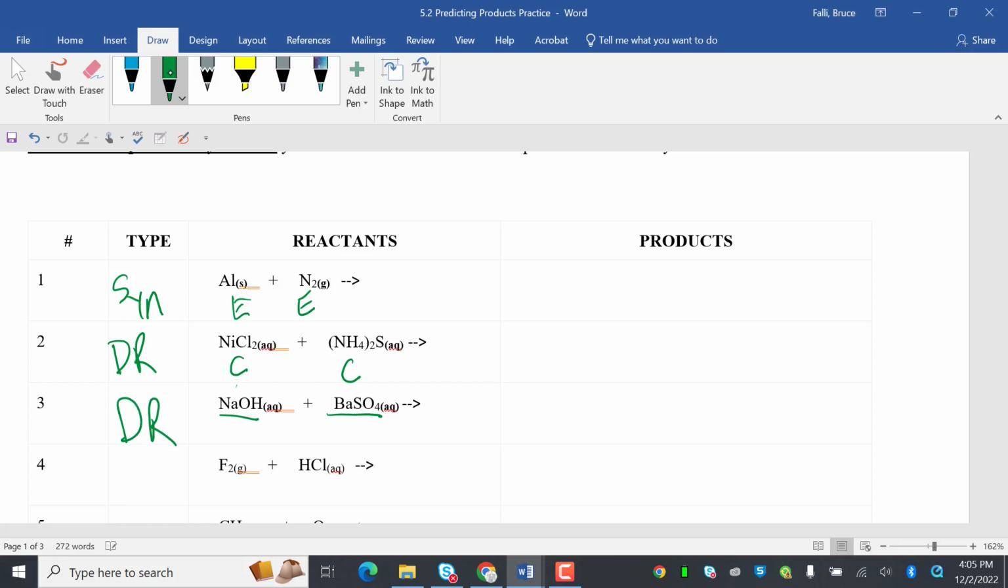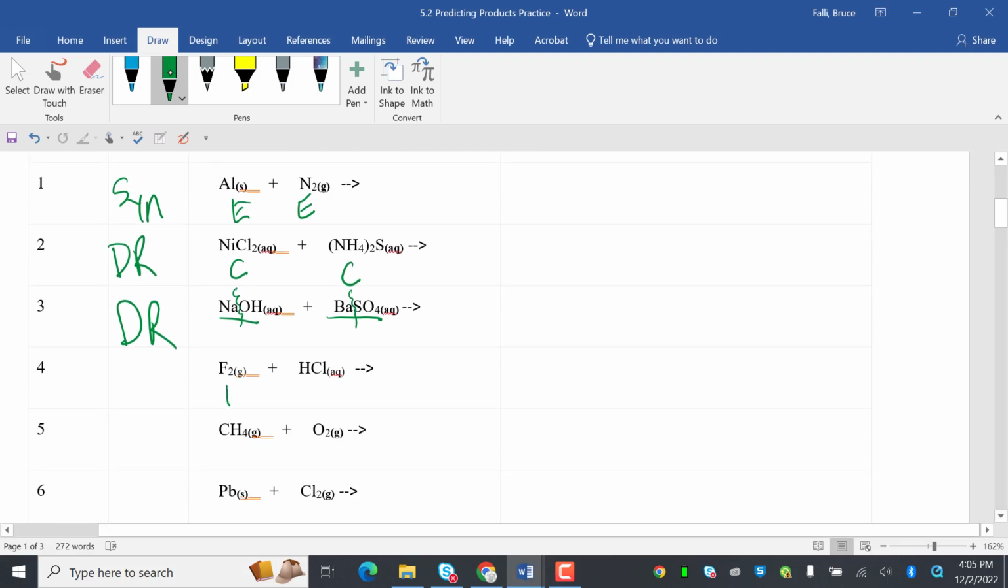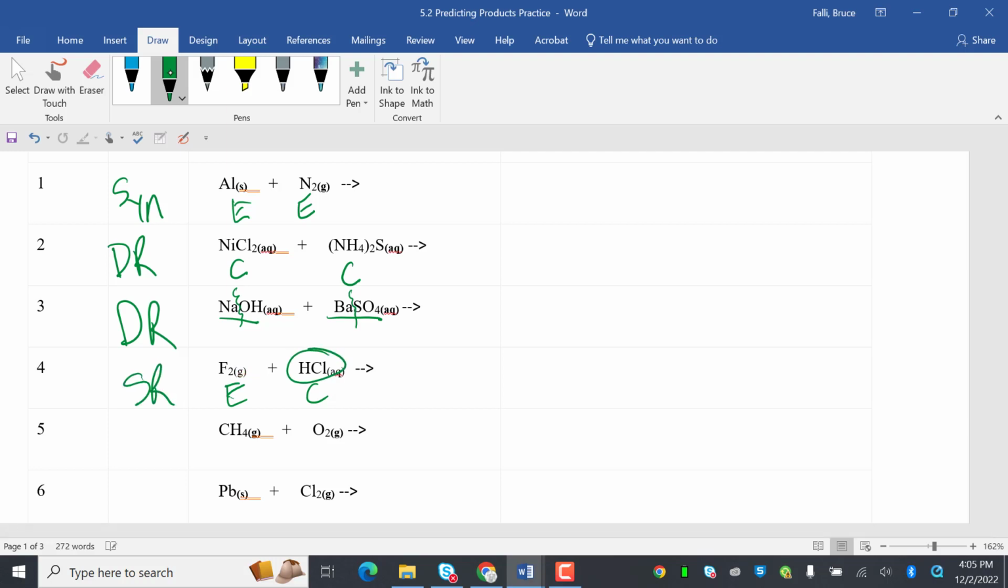How did I know that was a compound? See how it's got two parts? Element, compound, didn't really look at element. Single replacement because it's not CH. This one is CH and O2. That's combustion.